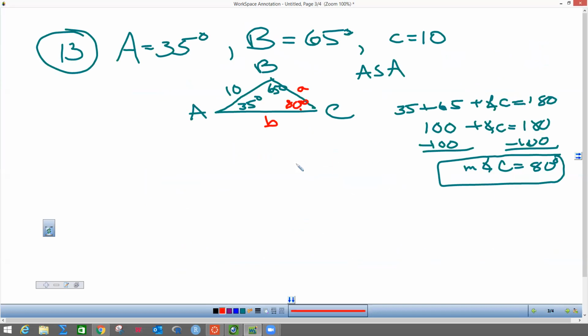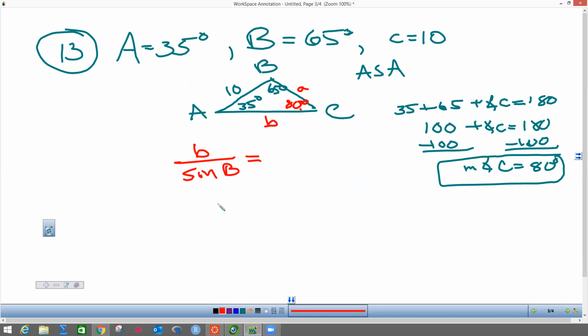So I'm looking for a side, and I got to pick a side. Which side do you want to find first? And it does not matter. We're going to find B first. So we're going to say B is to the sine of angle B. I guess I'm going to do this first.